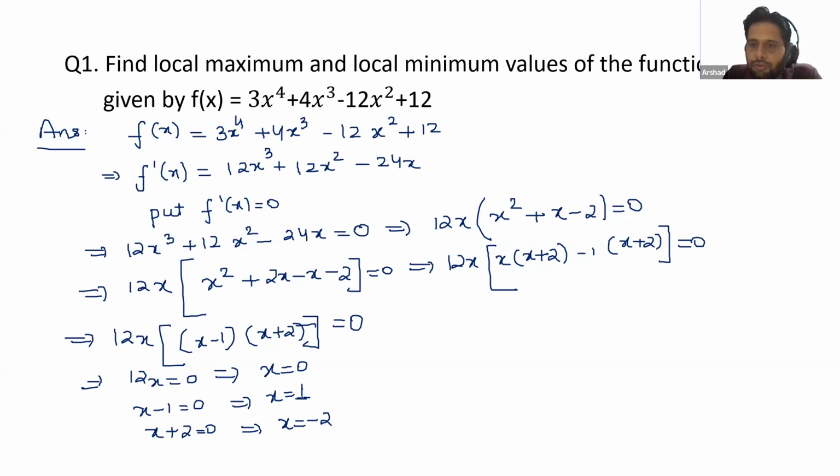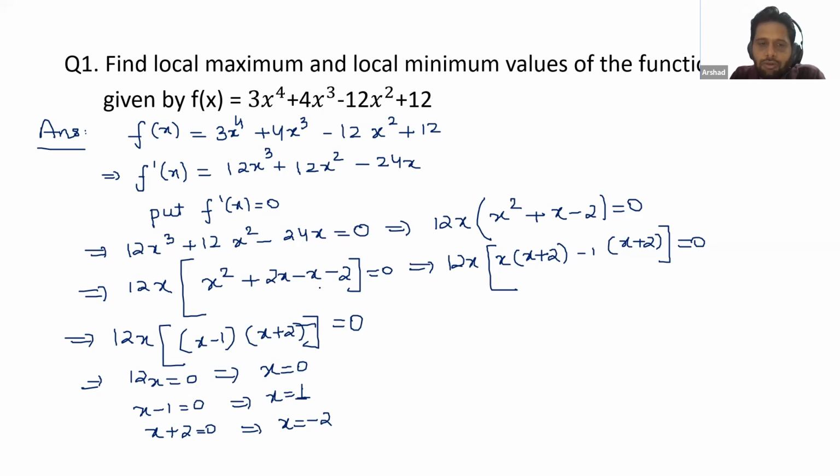Nabil, Atif, Huzaifa, Nabil Khan, is it clear? Yes, yes, sir. Okay, great. Huzaifa, is it clear? Okay, great.